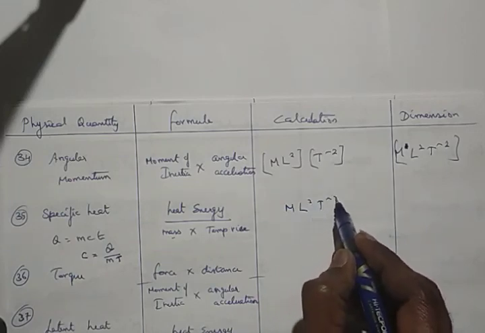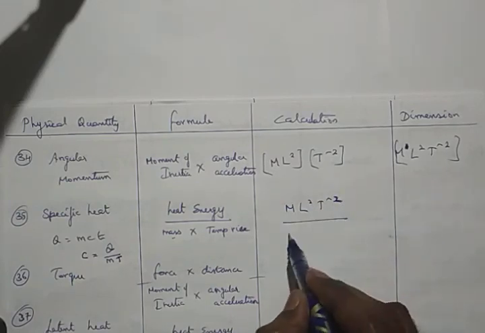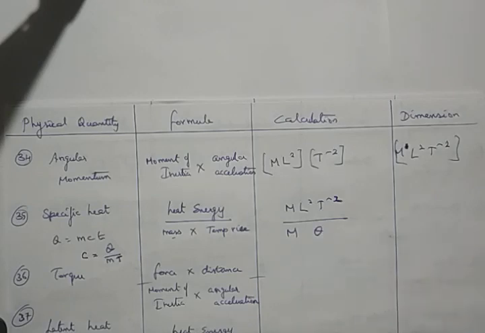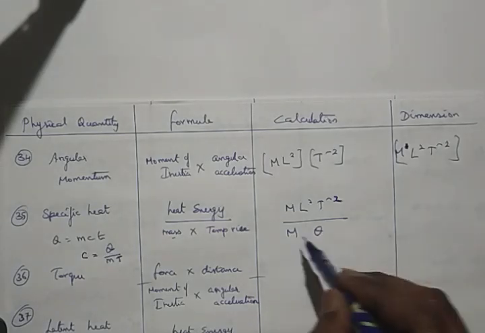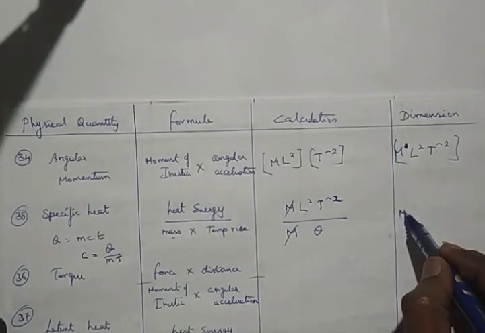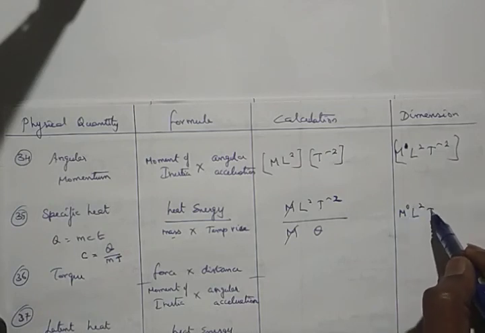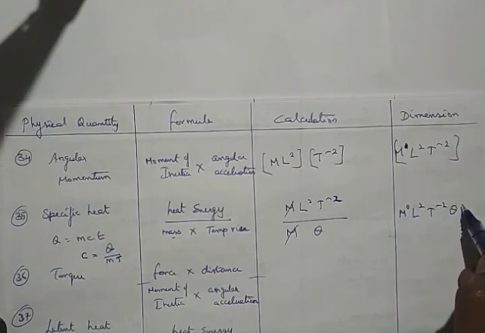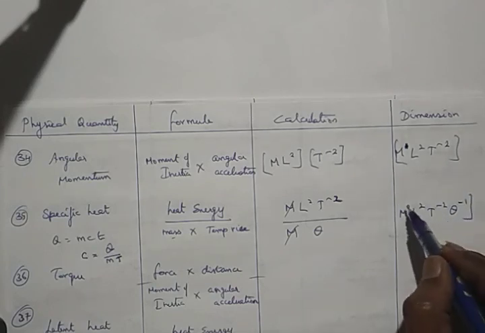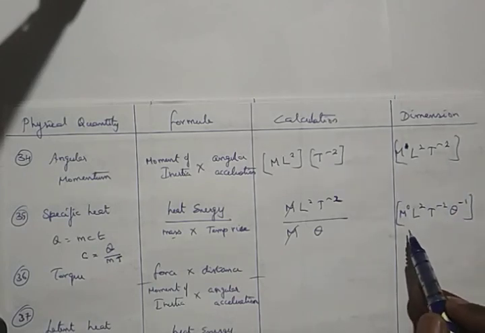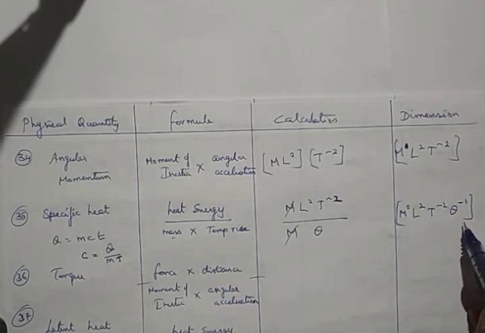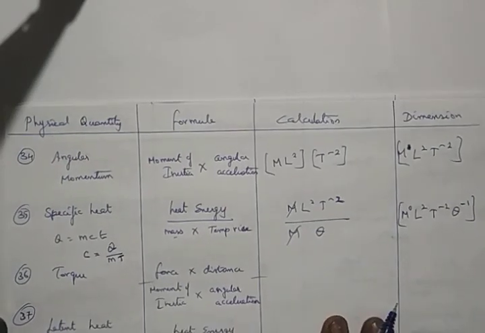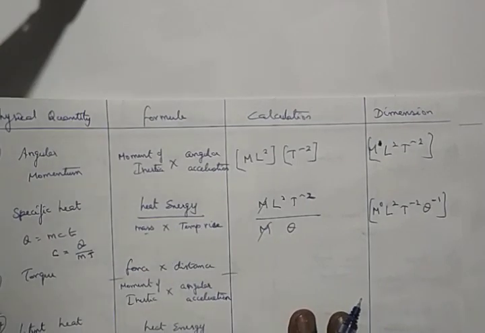ML2 T minus 2 is energy, upon mass, and we can call the temperature theta. Putting together, mass will get cancelled out. It is M0 L2 T minus 2 theta minus 1. Now look at this one. This is the first formula where you're getting theta. So this formula comes in a different configuration here. So this one becomes M0 L2 T minus 2 and theta minus 1.